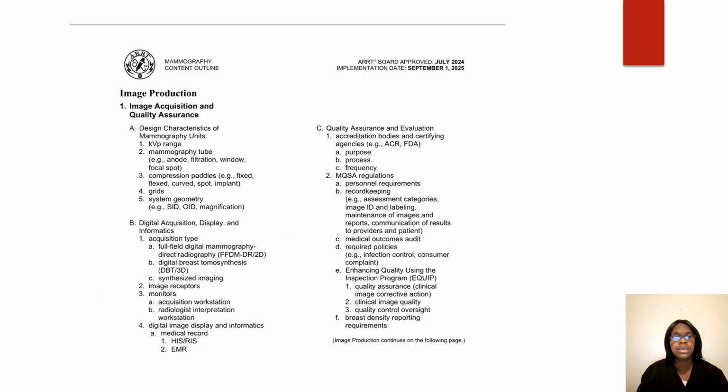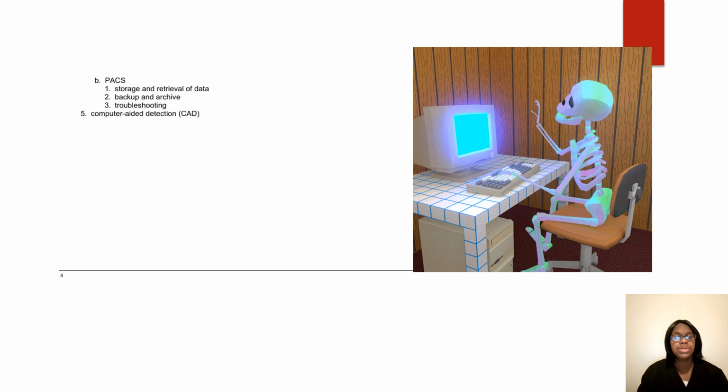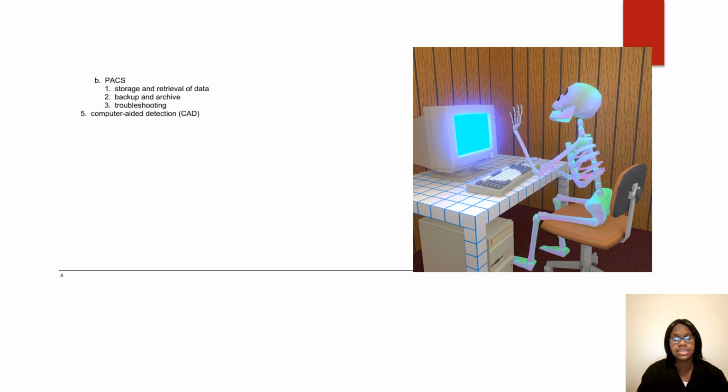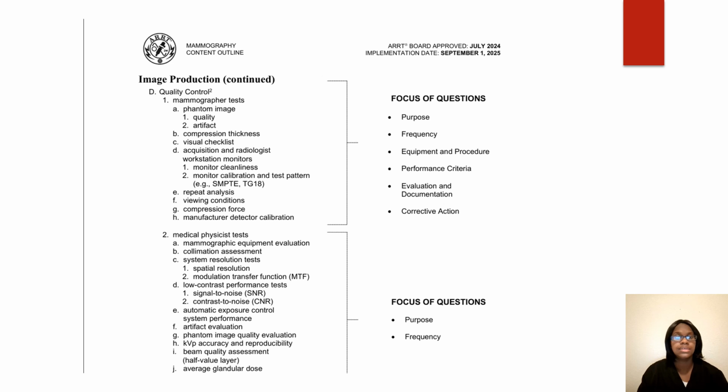This is the content outline for the physics section of mammography. When I say image production, we're talking about physics. It's going to cover the KVP, the mammography tube, how you are obtaining the images, MQSA regulations, and ACR. We're going to talk about PACS in this lesson as well, because when you work in X-ray, mammography, or any type of radiology imaging, you have to send the images over to PACS.